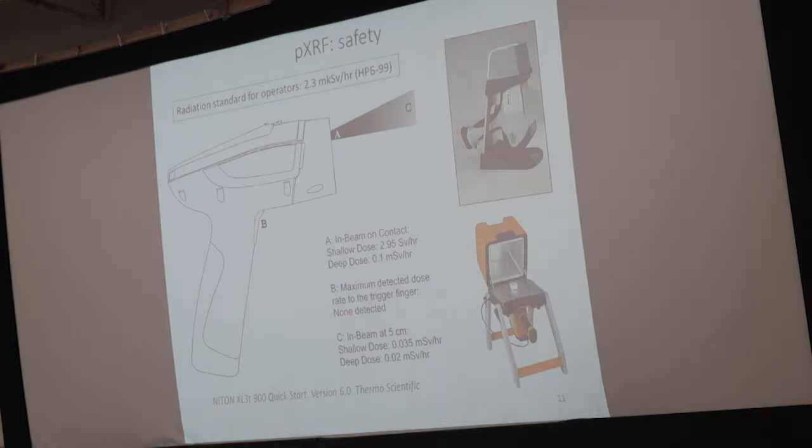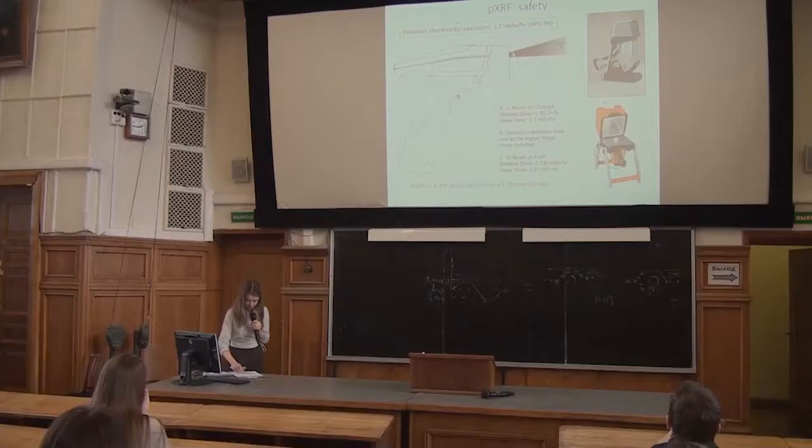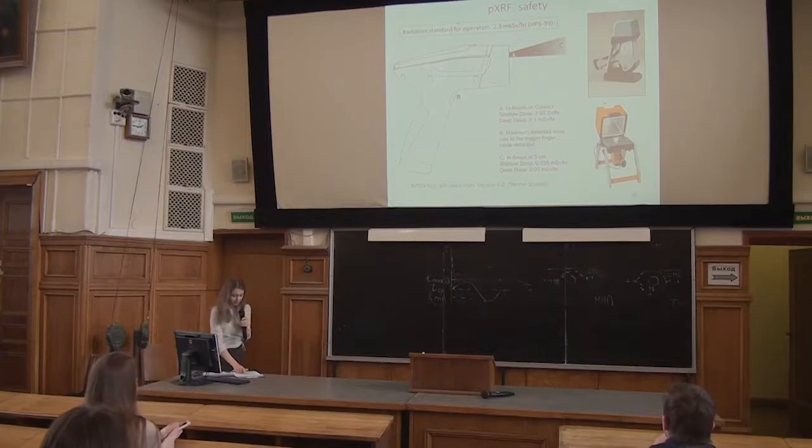So the highest shallow or skin dose is on the contact of the skin with the beam. At the distance of 5 centimeters, it is already 10 to 50 times lower. The maximal deep dose that can be received is 20 times less than the radiation standard according to the Russian standard NRB-99.